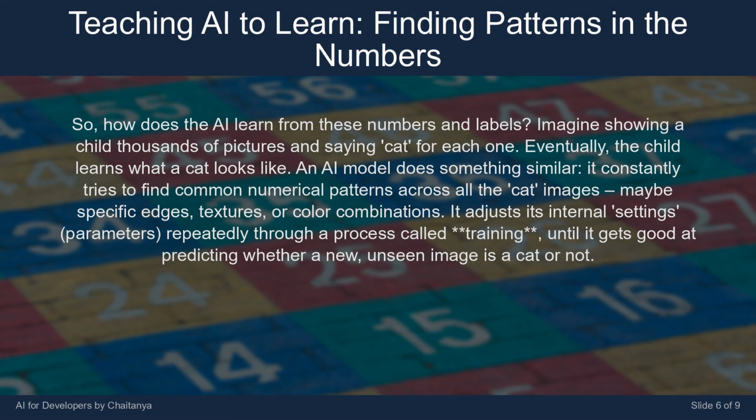So, how does the AI learn from these numbers and labels? Imagine showing a child thousands of pictures and saying "cat" for each one. Eventually, the child learns what a cat looks like. An AI model does something similar. It constantly tries to find common numerical patterns across all the cat images, maybe specific edges, textures, or color combinations. It adjusts its internal settings, parameters, repeatedly through a process called training, until it gets good at predicting whether a new, unseen image is a cat or not.